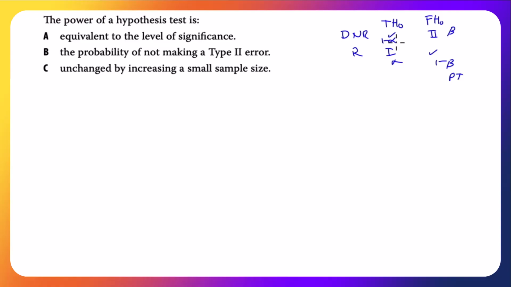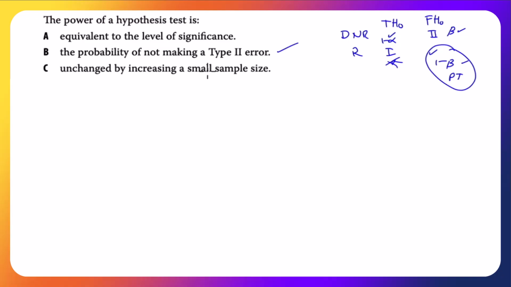The power of a hypothesis test is over here. Equivalent to the level of significance? No. The probability of not making a type 2 error? Well, if this is the probability of a type 2 error, 1 minus beta is the probability of not making a type 2 error. Yes. Unchanged by increasing a small sample size? No, it would be changed.